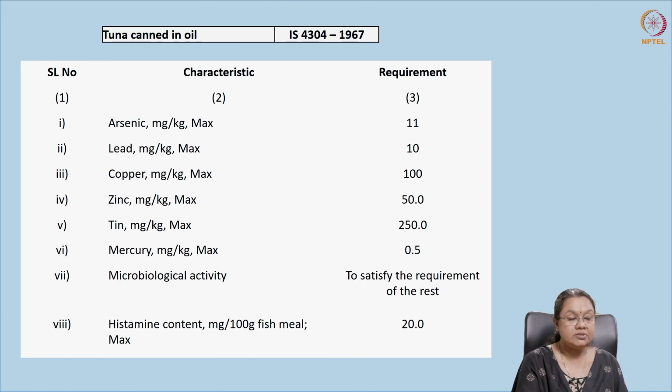And histamine poisoning is a very important thing that needs to be considered, and it comes generally from the scombroid fishes. If histamine formation has happened, it indicates the spoilage of the product. So this also has to be checked, and if it is not within limits, then immediately the material has to be returned.